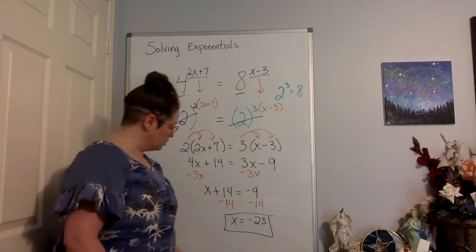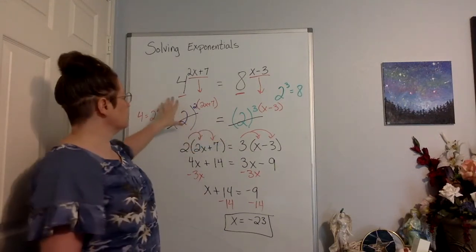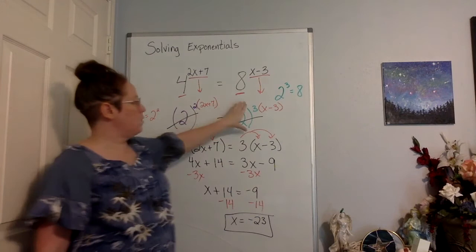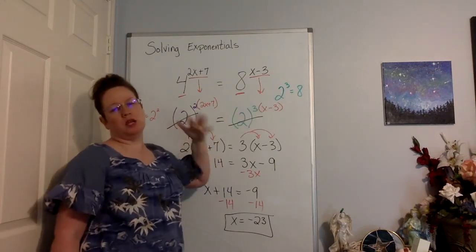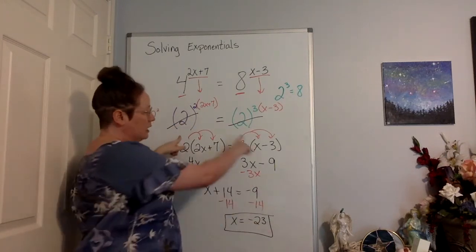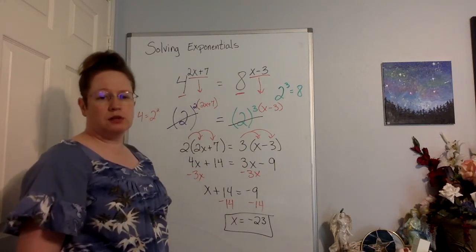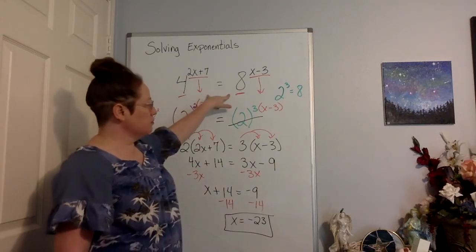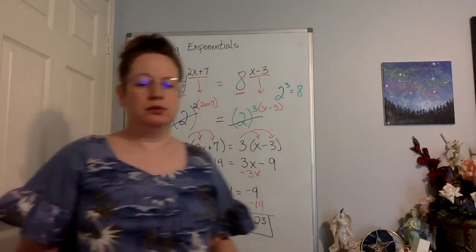Every time we do these problems, we want to get the same base. So we're going to express it as a number to a power. That number could be 2, it could be 3, it could be 5. It doesn't matter. Then I cancel out my bases, and then I just work it with the exponents. So get the same base, cancel the base, set your exponents equal. You got this.